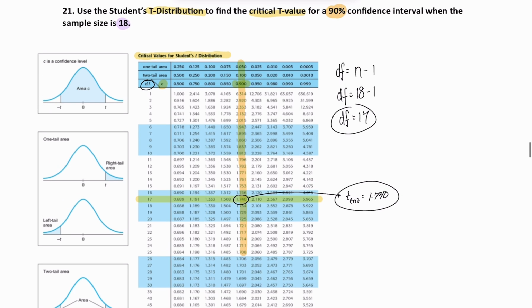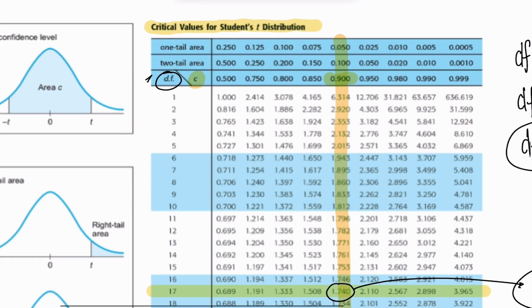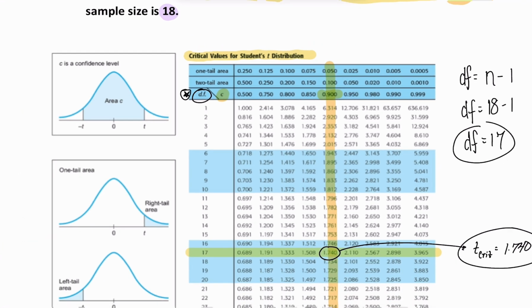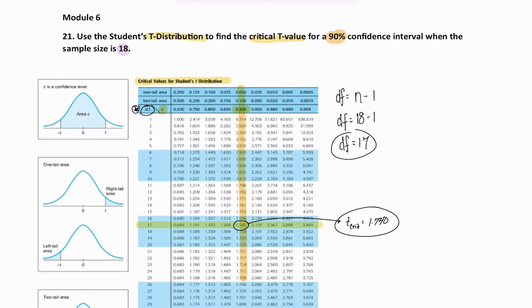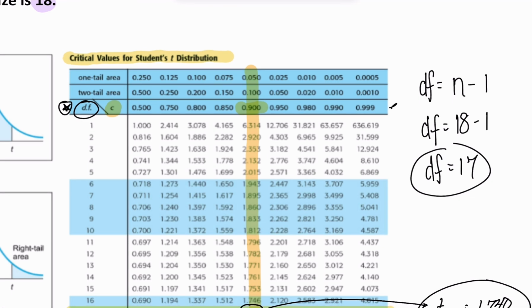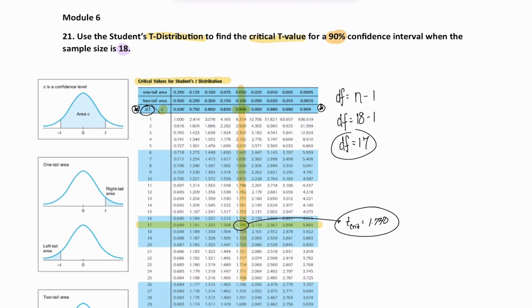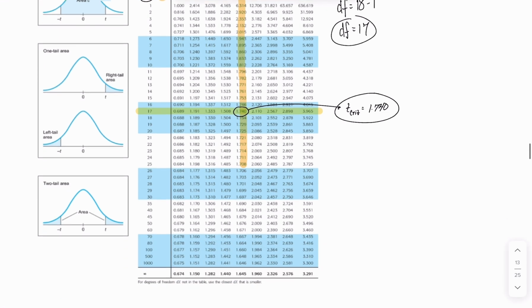Okay. So key things to remember here: make sure that you're using degrees of freedom when you're finding these critical values, and make sure that you are looking at the correct level of confidence based off of what the problem is giving you. Okay.